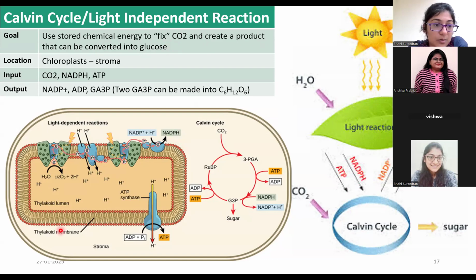Till now we saw where water and light are used and how oxygen is being released. Now what we are going to see is how carbon dioxide is used and sugar is released. This process occurs in the Calvin cycle, which makes use of carbon dioxide, the NADPH produced during the light reaction, and the ATP produced during the light reaction. So let us go a little bit deeper into the Calvin cycle.